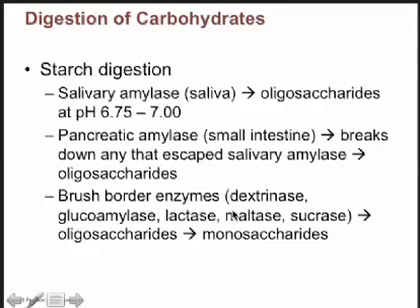Brush border enzymes such as dextranase, glucosamylase, lactase, maltase, and sucrase act on oligosaccharides, breaking them down into monosaccharides, and these are then absorbed directly into the bloodstream. And it's only then that we can transport them to cells that need them for metabolic energy so that they can generate sufficient ATP in order to perform life activities.